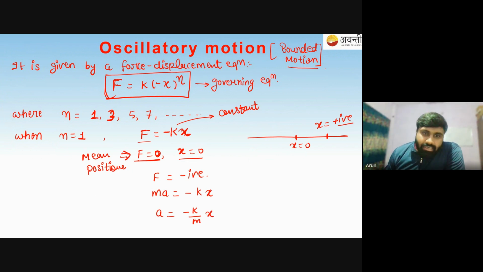Okay. Now, acceleration is negative, which means it is opposing the motion. So this will be in the direction like this. If acceleration is in this direction, which means velocity is in this direction. Okay. So this acceleration is opposing the motion.